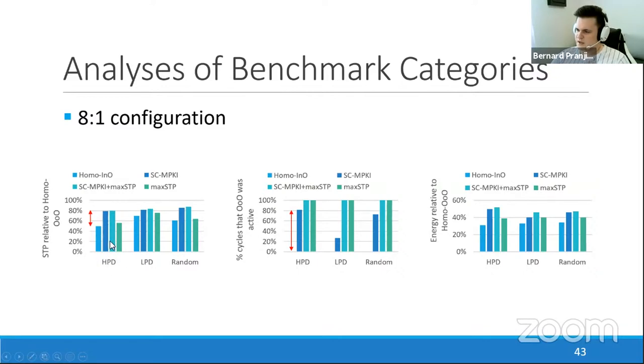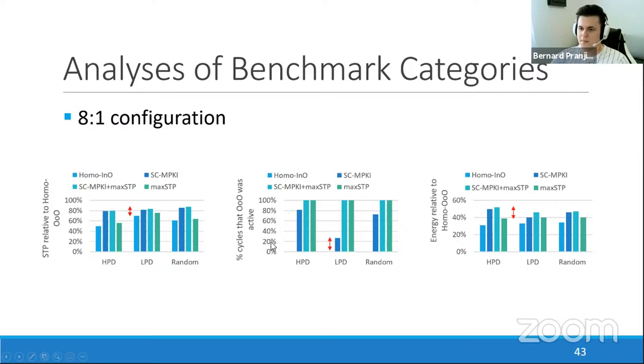The HPD category has a very low performance on the homogeneous in-order core, obviously. But due to its regular execution structure, the HPD category on the energy efficient arbitrator gets about a 50% higher system throughput compared to the homogeneous in-order core, while using the out of order core 80% of the time.